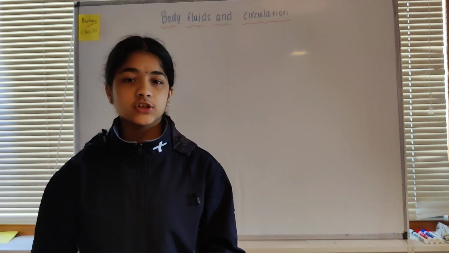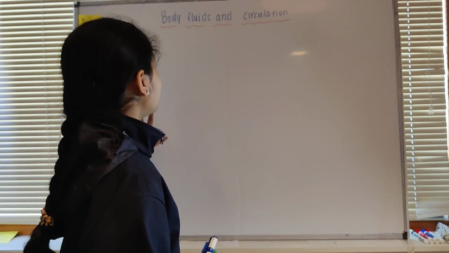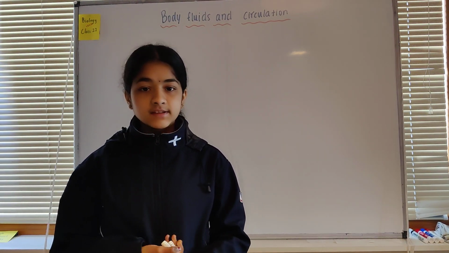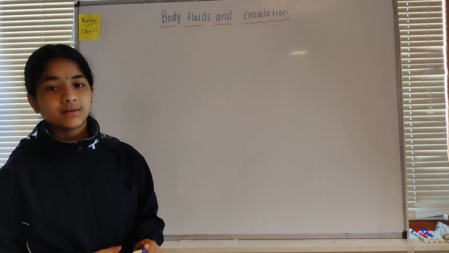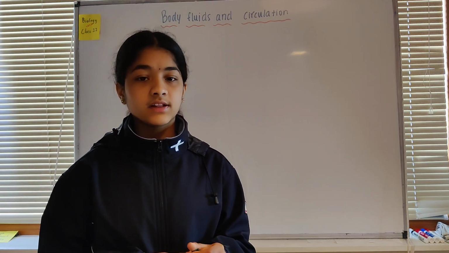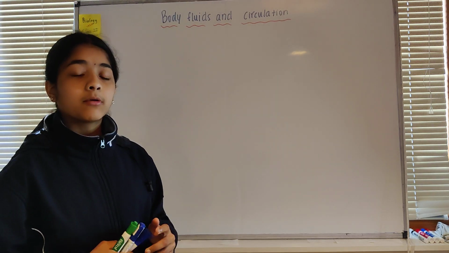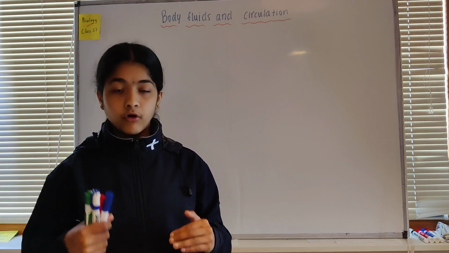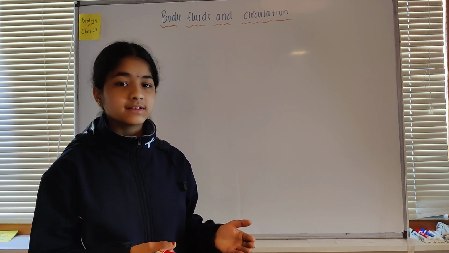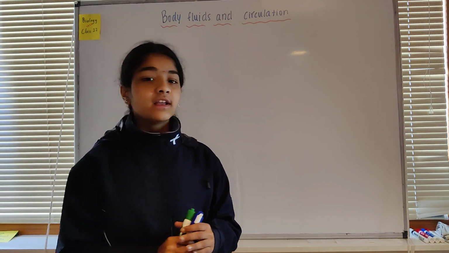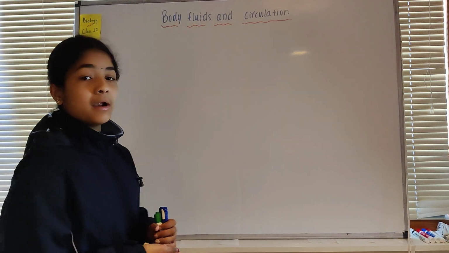We are going to start with a new chapter, and that is body fluids and circulation. In this chapter, we'll be discussing the circulatory system, all the things that are present in it, like the blood vessels and blood, and the main important organ, the heart. We'll also talk about the composition of blood, like the plasma and the formed elements or corpuscles: red blood cells, white blood cells, and platelets. But in today's video, we'll be talking about blood vessels.